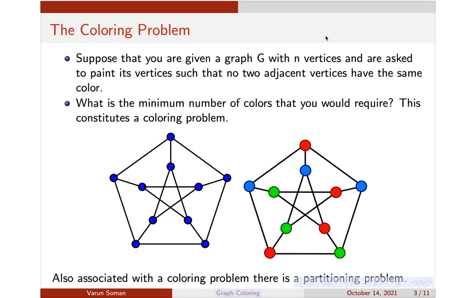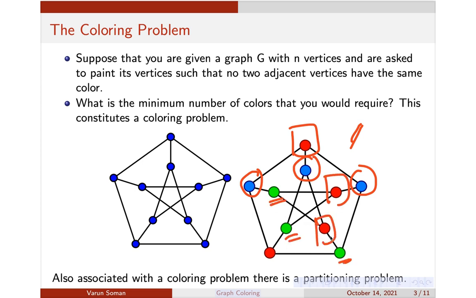And one more thing is that to every coloring problem we can also define a partitioning problem. So what do we mean by a partitioning problem? It's very simple. Suppose you look at this graph here. I can partition the vertices in this graph into vertices with blue color, vertices with green color, and vertices with red color. So for every coloring you have a partitioning problem also. For example, here the vertices with blue colors are this one, vertices with red colors are this one, and vertices with green color are this one. So associated with every coloring problem, you can also define a partition problem.